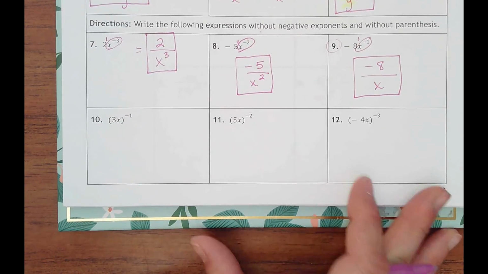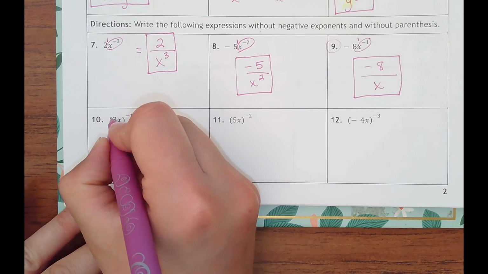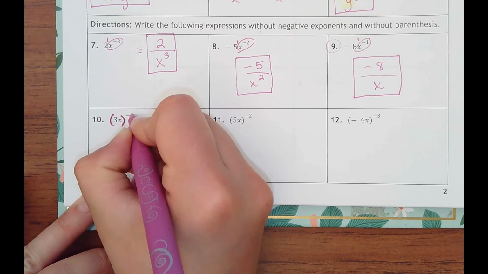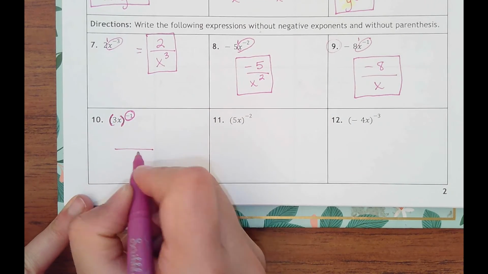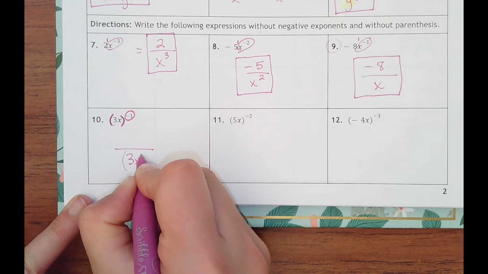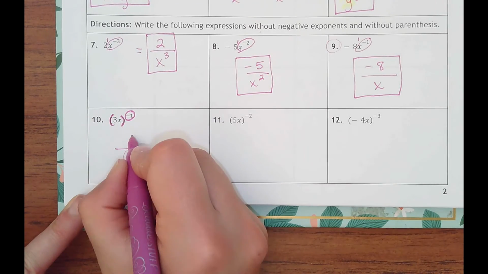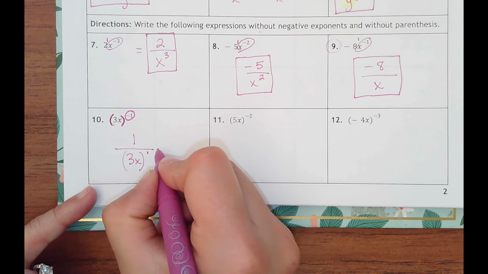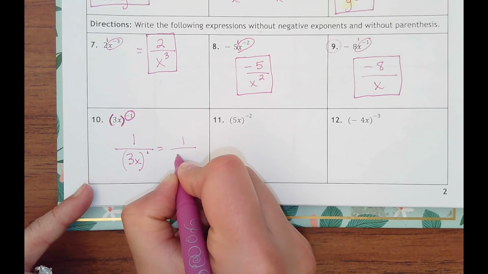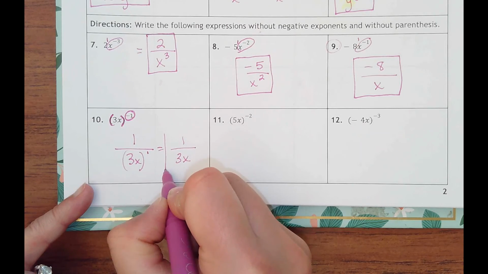All right, and then the 3 with parentheses. This time, this whole thing is to this power. So I need to drop this whole thing to the denominator. So it'd be 3x to the positive first power. I would have to fill in the top with a 1. This to the first power is just itself, so I'm just going to say it's 1 over 3x.